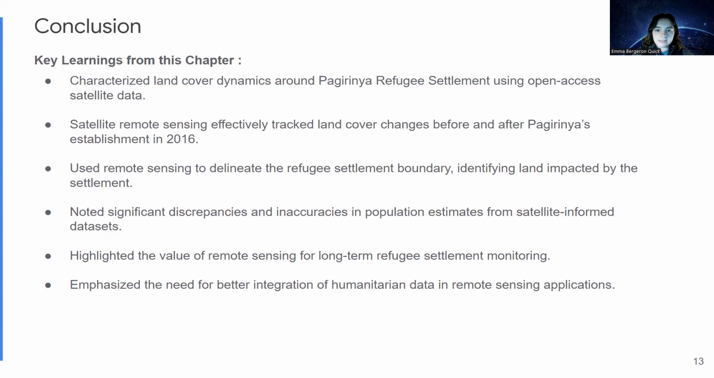It's important to test different things. And it just highlights the value of remote sensing for long-term refugee settlement monitoring, because the more you practice, the more you use the data, the more you try different things, the more comprehensive it becomes. And it just emphasizes the need for better integration of humanitarian data in remote sensing applications. And this can be done by including more scenarios, more locations, more refugee settlements. It's only a problem that is increasing due to many different causes, such as natural disasters, war.